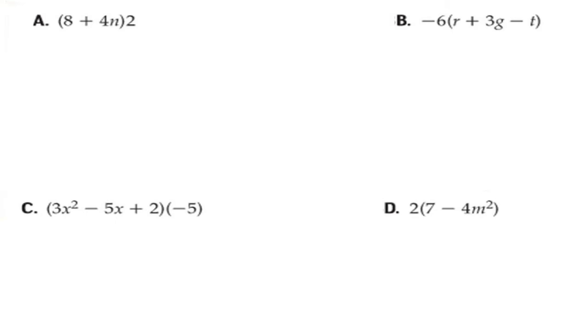So if you were going to distribute with B, you would do negative 6 times R times 3 and times negative T. So negative 6 times 1R would be negative 6R. Negative 6 times positive 3 would be negative 18G. And negative 6 times negative T, remember this gets read like negative 1T, would be positive, because a negative 6 times a negative 1 becomes positive 6. So plus 6T.